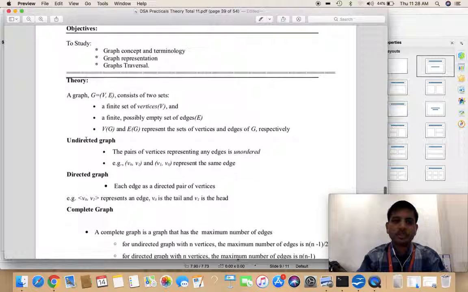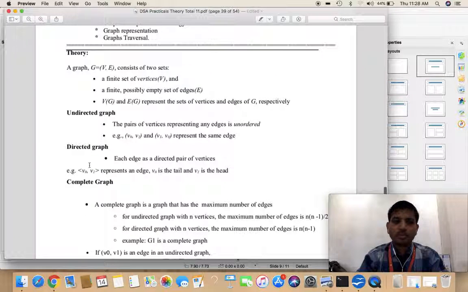So what is a graph? A graph consists of two sets. The first one is a finite set of vertices and the second is a finite, possibly empty, set of edges. There are two types of graph. The first one is an undirected graph and the second one is a directed graph.